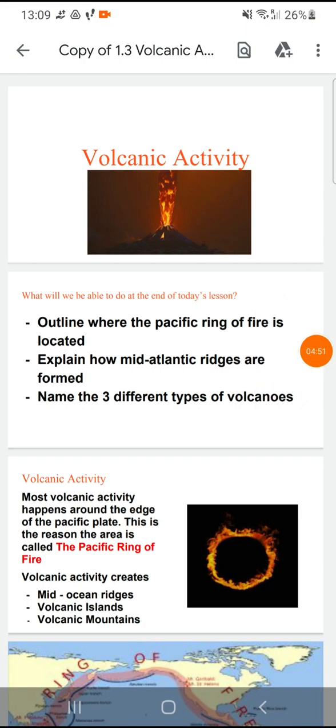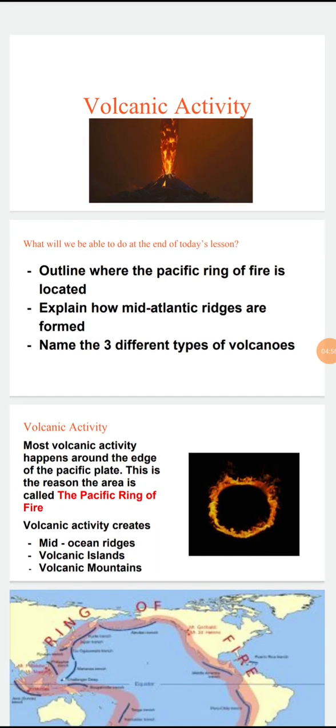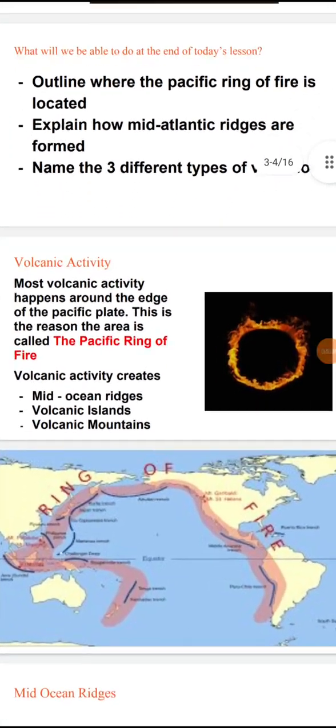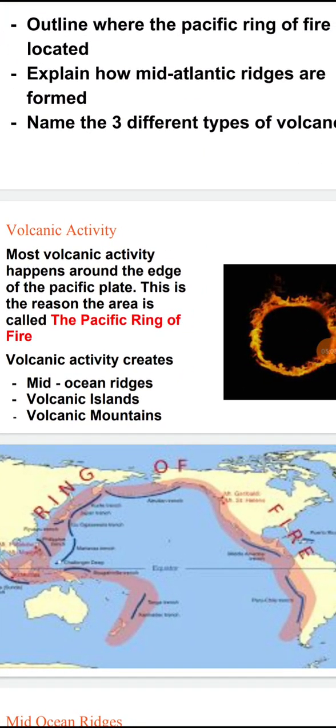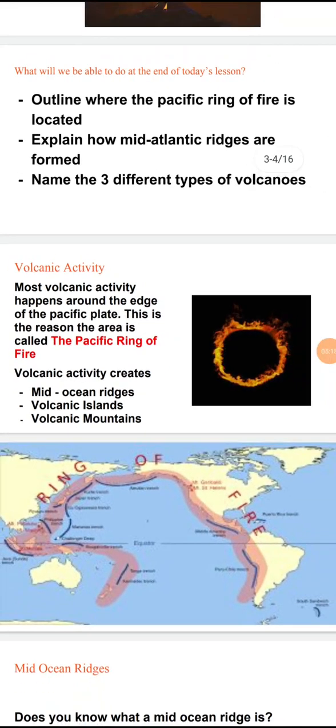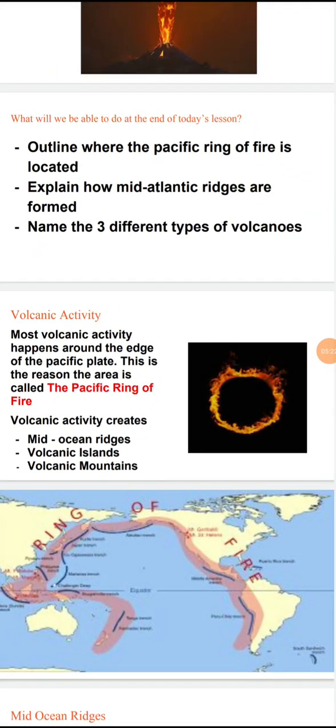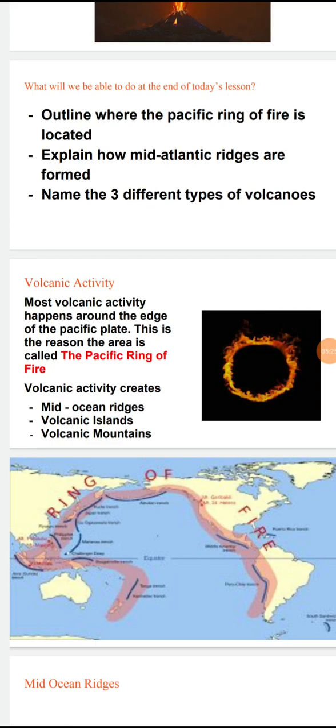Our last topic is volcanic activity. So I'm going to outline where the Pacific Ring of Fire is located, explain how mid-Atlantic ridges are formed, and name 3 different types of volcanoes. Volcanic activity. Most volcanic activity happens around the edge of the Pacific Plate. This is the reason the area is called the Pacific Ring of Fire. Volcanic activity creates mid-ocean ridges, volcanic islands, and volcanic mountains. So this is the Pacific Ring of Fire.